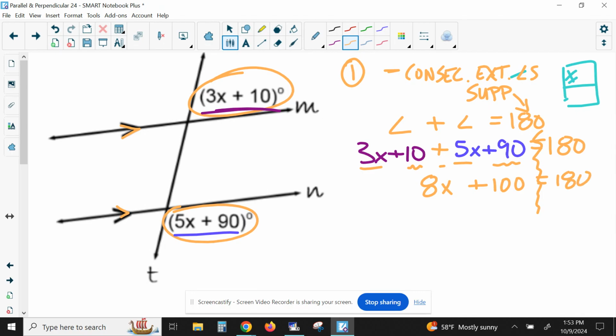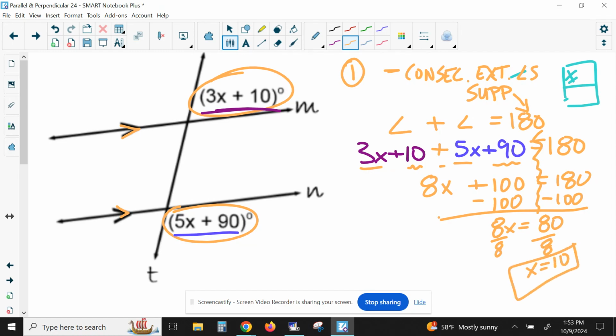Minus 100 from both sides. And you would get 8x equals 80. And then you would divide both sides by 8. And you would get x equals 10. Okay. And you might be done. It would depend on what the directions are. But if this was a test, even if they didn't ask, you would plug it back in, and that way you would see if you're right or wrong.